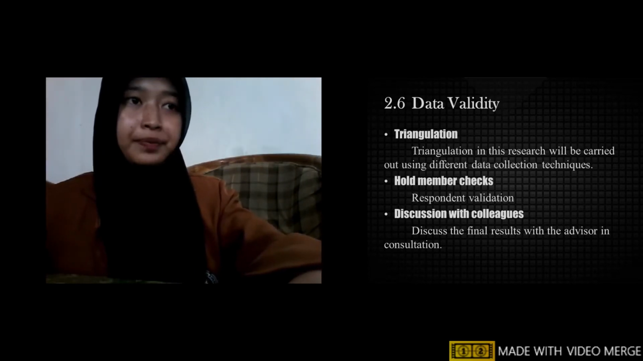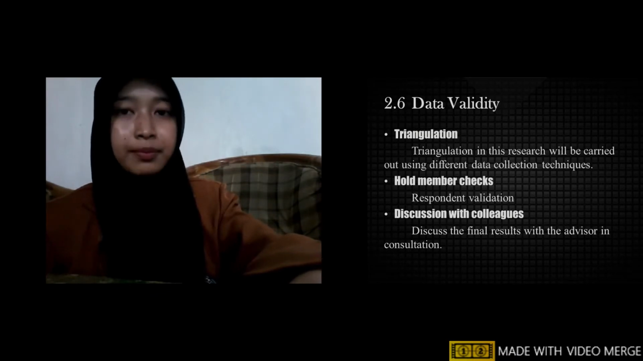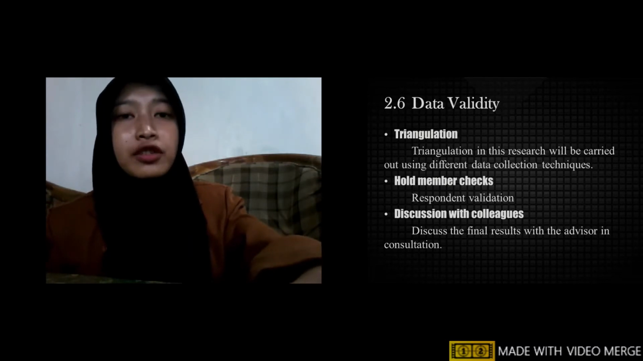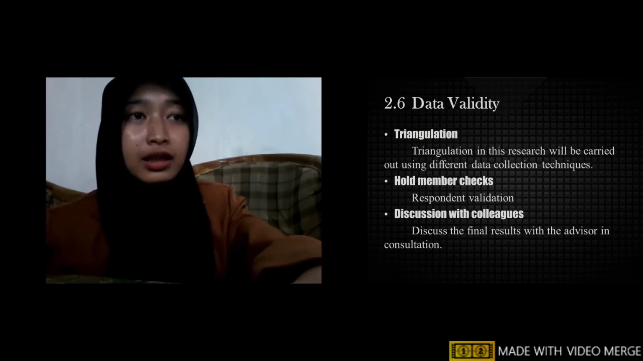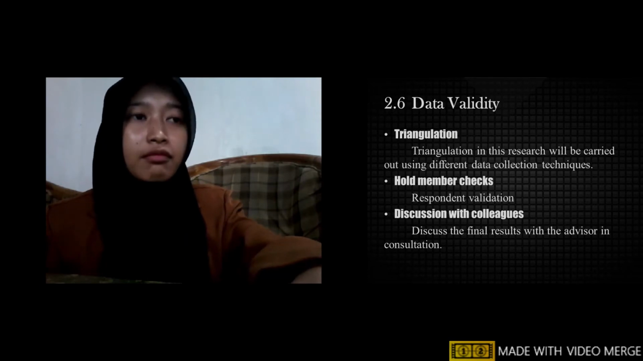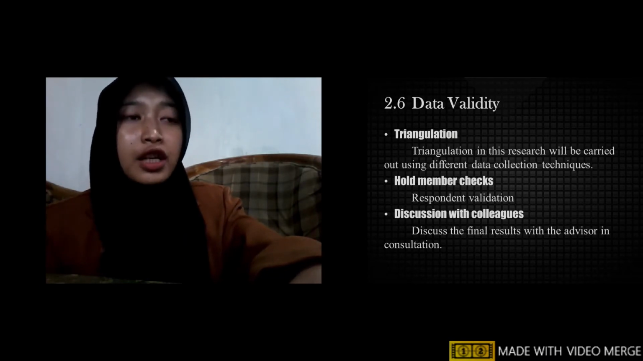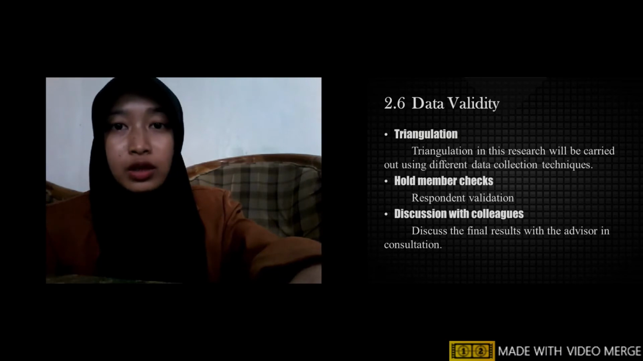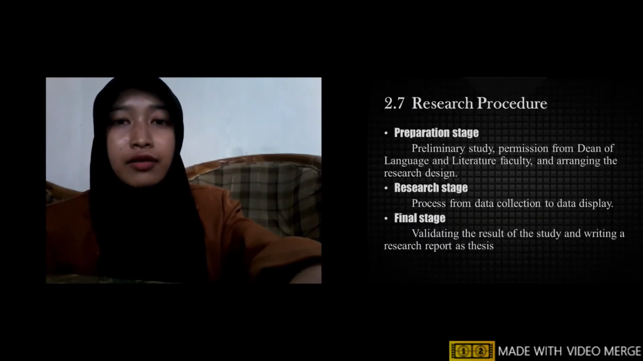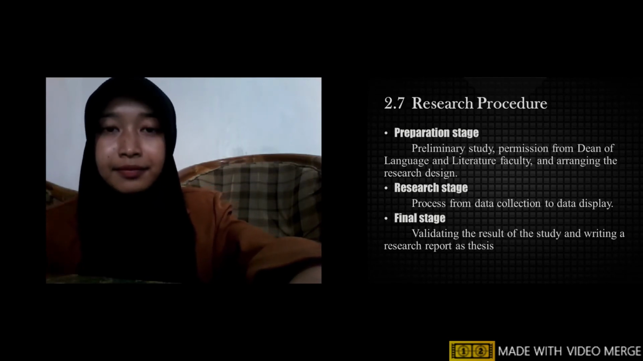Research procedure. Preparation stage. The preparation stage consists of a preliminary study, permission from the Dean of the Language and Literature faculty, and arranging the research design. And then the research stage, the process from data collection to data display. Final stage, validating the result of the study and writing the research report as a thesis.